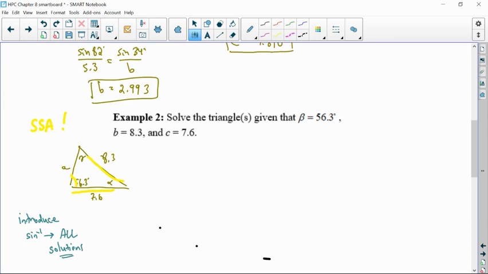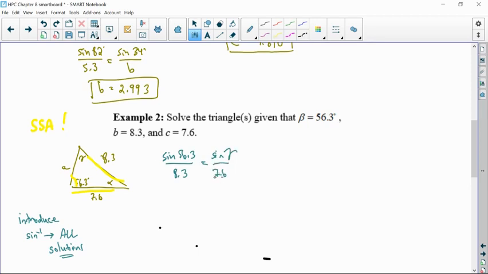So again, I'm kind of leading us on here, and it might seem a little like, wait, what's Mr. Brown talking about? But you'll see in a second. So let's set up a ratio. Let's see, I'm forced to use this angle and this side. So sine of 56.3 divided by 8.3 as a ratio is equal to sine of gamma over 7.6.